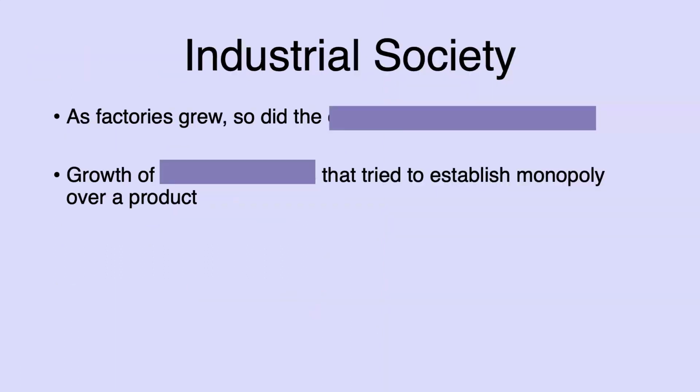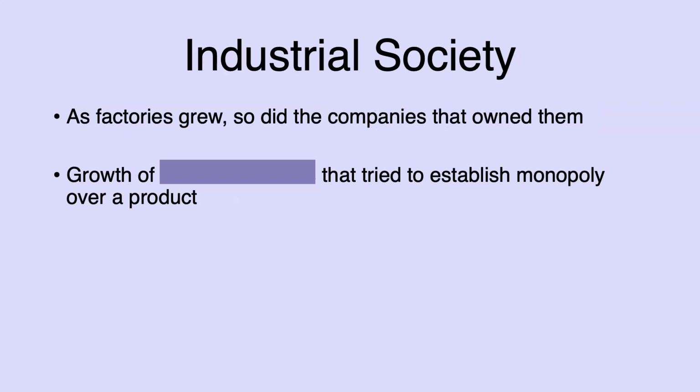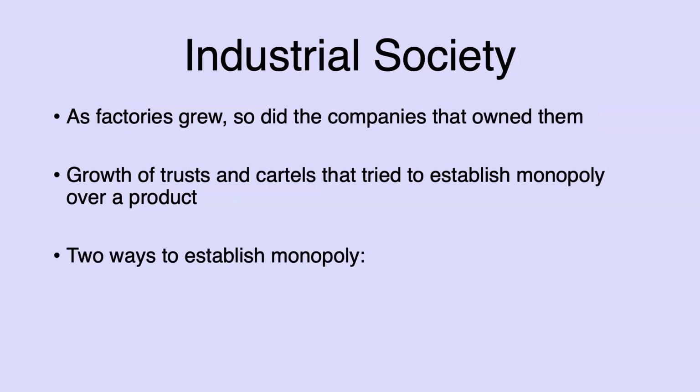So as factories are growing, so are the companies that own them. And this results in the growth of trusts and cartels that try to establish monopolies over a product. And a monopoly really is full control over a product or over an industry. And there are two ways to establish a monopoly.